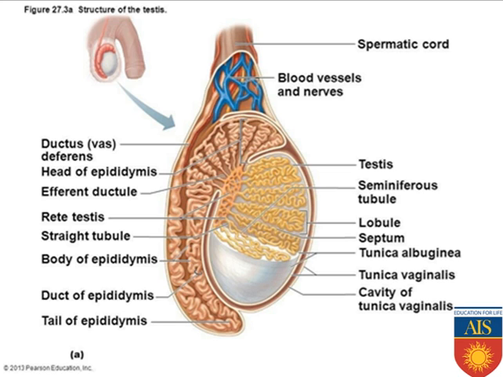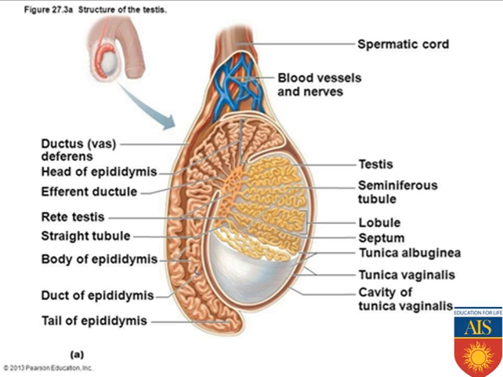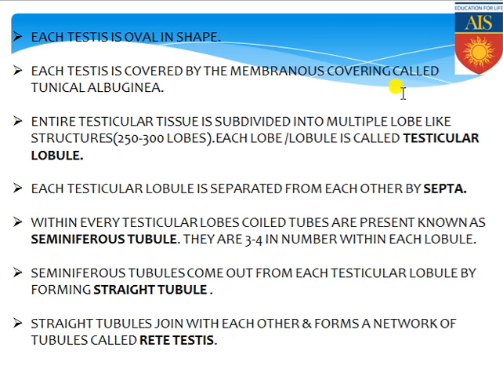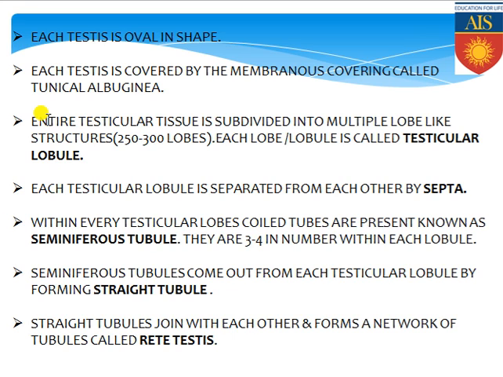So let's see the structure of the testis. Each testis is oval in shape. From this figure we can understand that it is an oval shaped structure. Next, each testis is covered by a membranous covering called tunica albuginea. Outside of the tunica albuginea, tunica vaginalis is also present, but that is not mentioned here because it is not so important for our board syllabus. Next, the entire testicular tissue is subdivided into multiple lobe-like or lobule-like structures.